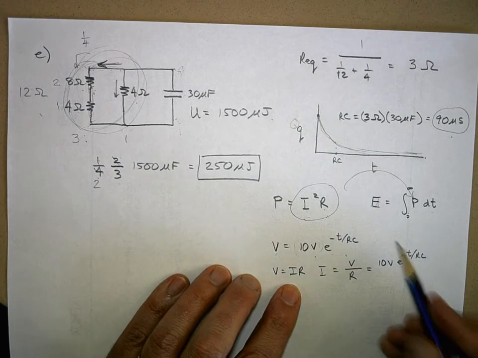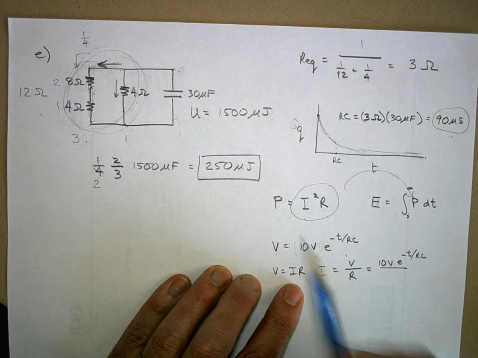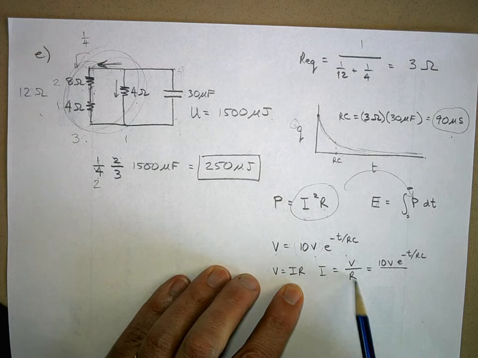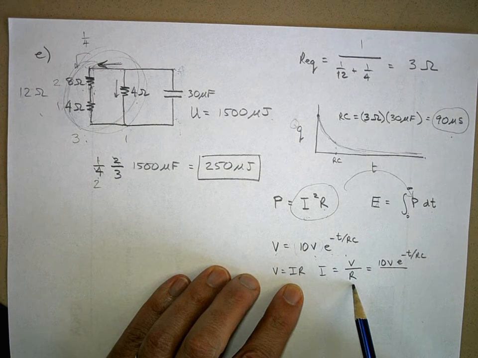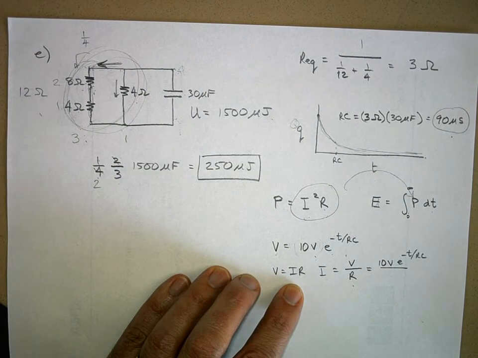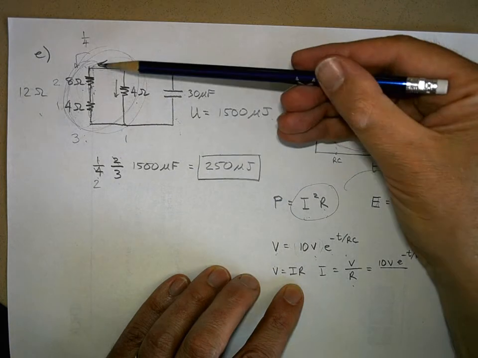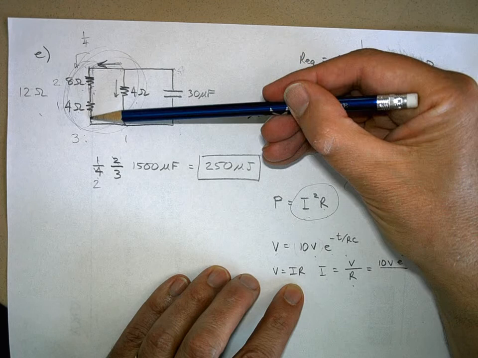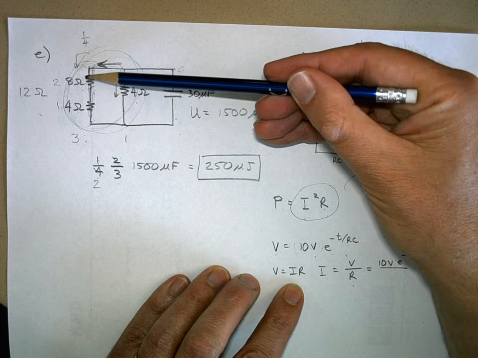But to figure out this current, what resistance should I use? Do I use the 8 ohms? No. Do I use the 3 ohms equivalent for the whole circuit? No, because this current is going through these 2 resistors. So it's 8 plus 4. It's 12 ohms.